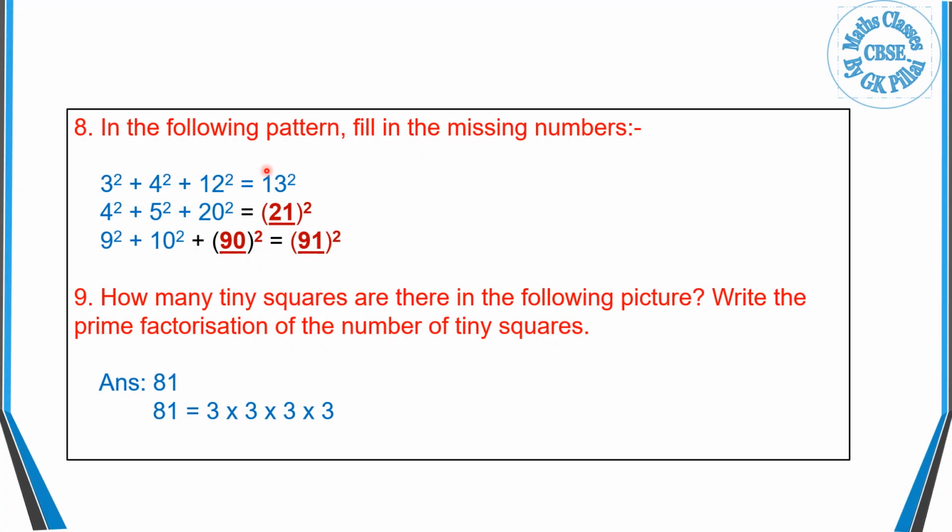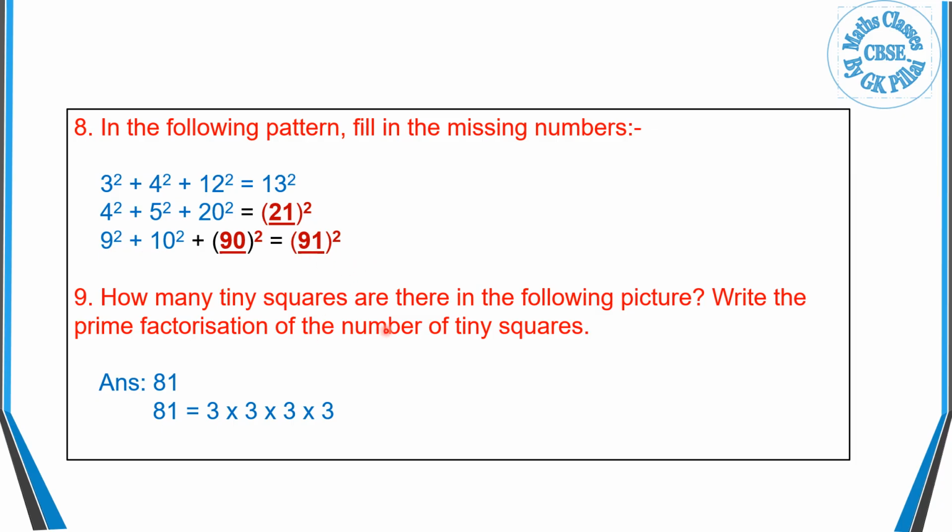Question number 8. In the following pattern, fill in the missing numbers. 3 squared plus 4 squared plus 12 squared, 3 into 4 is 12, equal to, after 12, the next number, 13 squared. See here, 4 squared plus 5 squared plus 4 into 5, 20 squared, and the next one, 21 squared, the missing number. Here again, 9 squared plus 10 squared plus 9 into 10, 90 squared, and the next one will be 91 squared. If you calculate and see, you will get the perfect answer only.